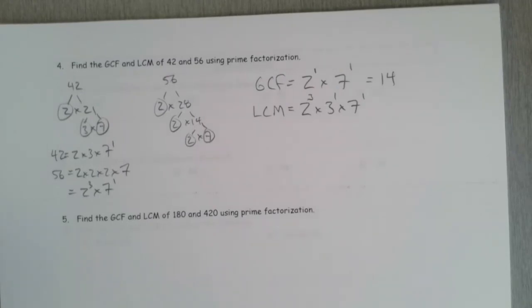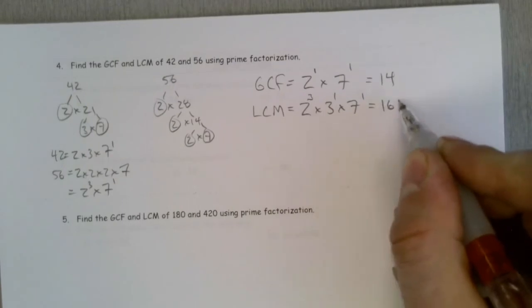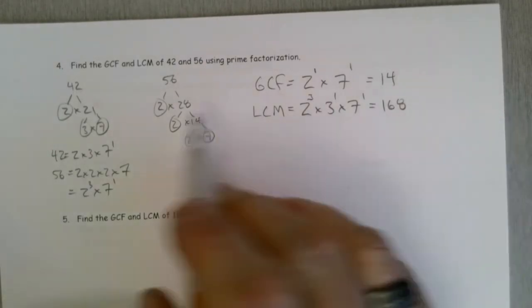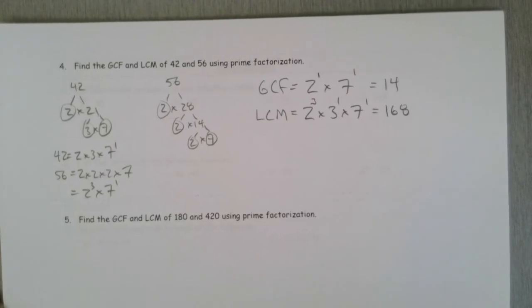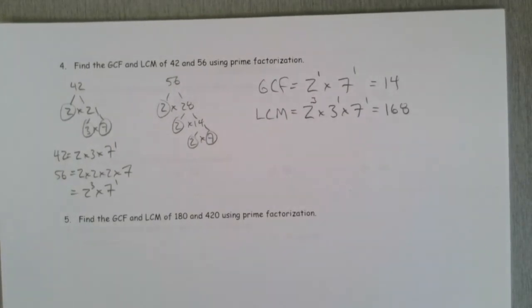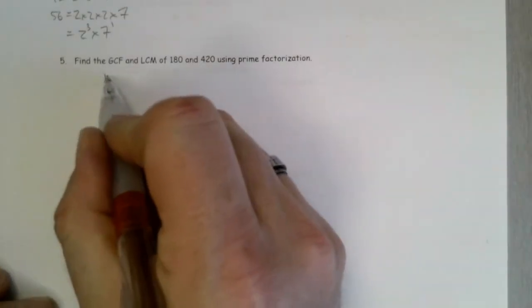So that's as far as that would go here. So then this becomes 2 cubed times 3 times 7, and we get that the least common multiple of those two values is going to be 168. So in other words, if I was to list off all of the multiples of 42 and 56, I wouldn't see overlap until 168. Okay, let's do it again. So 180.